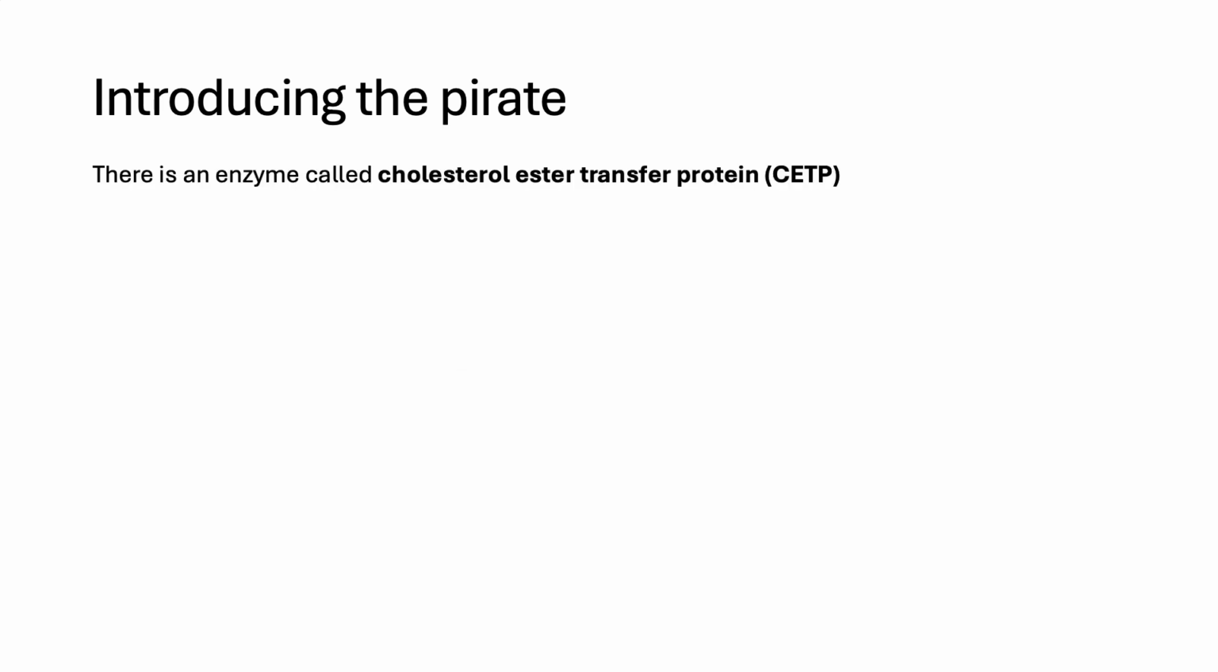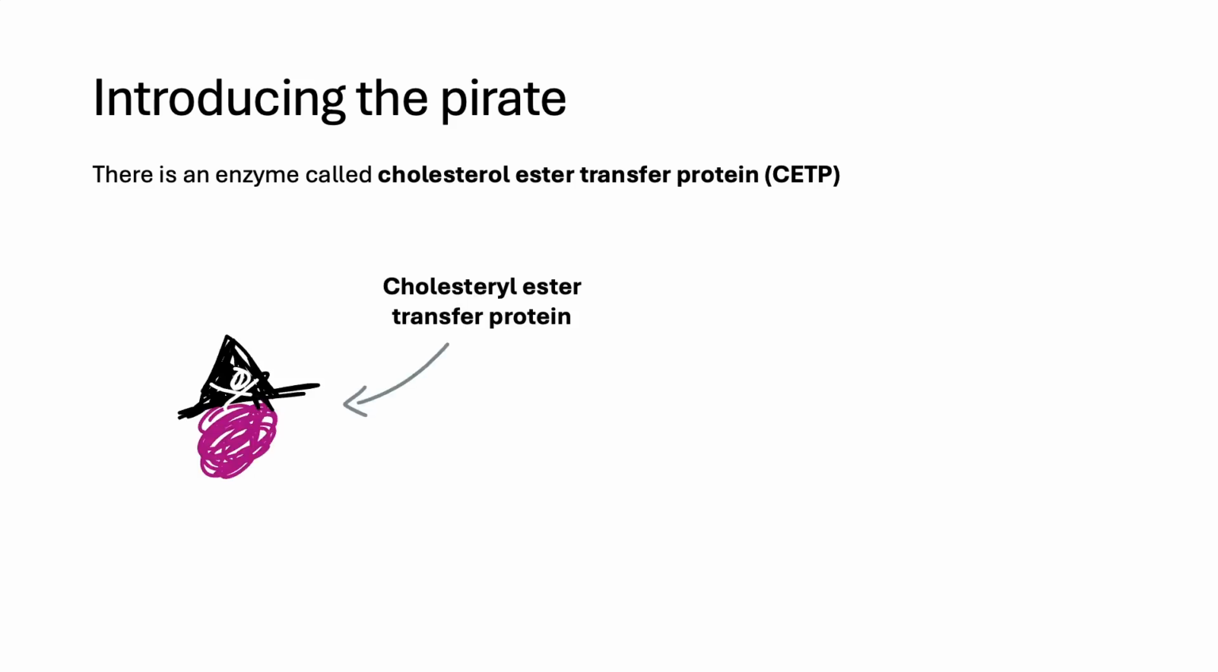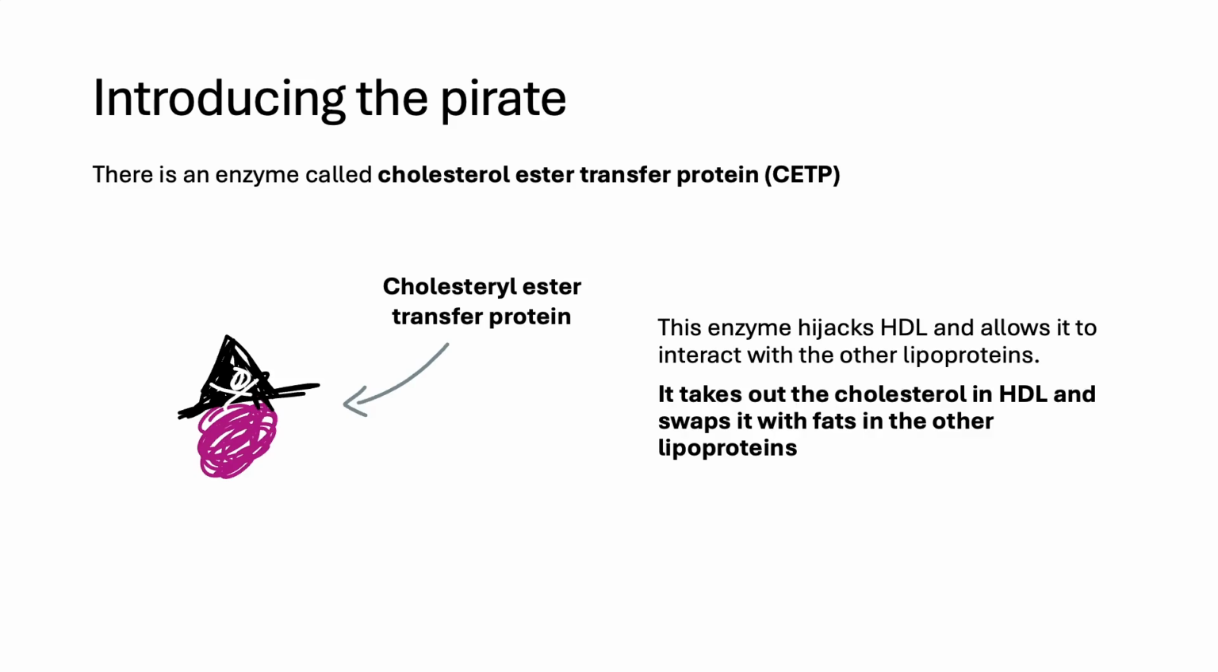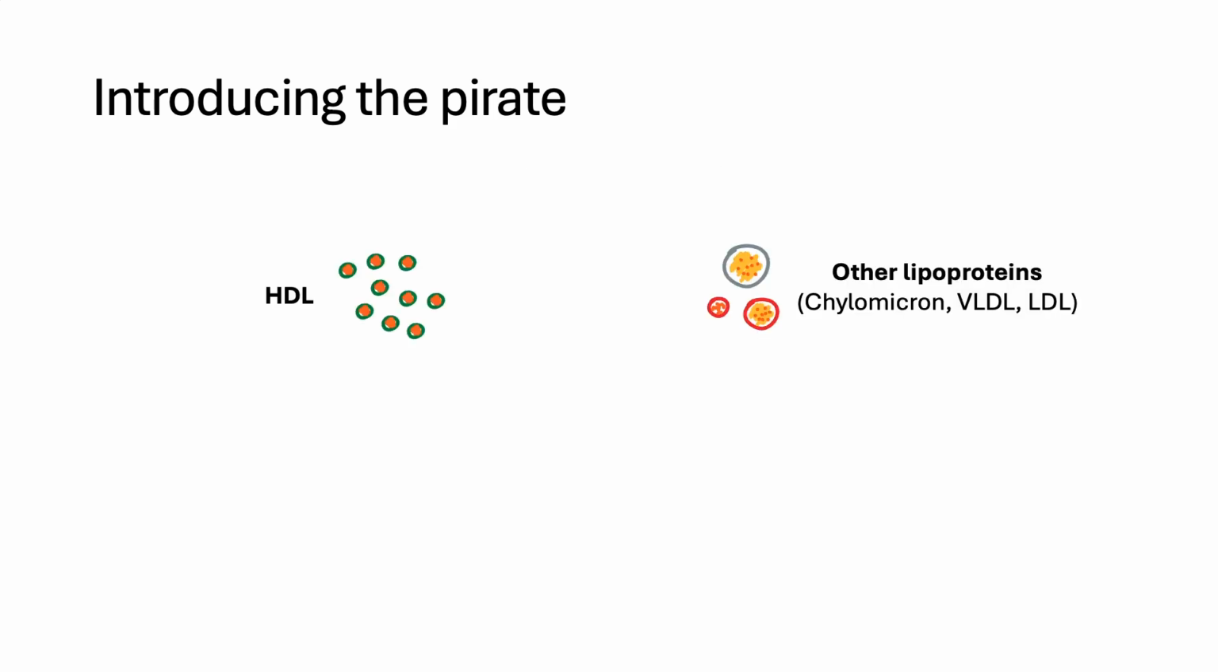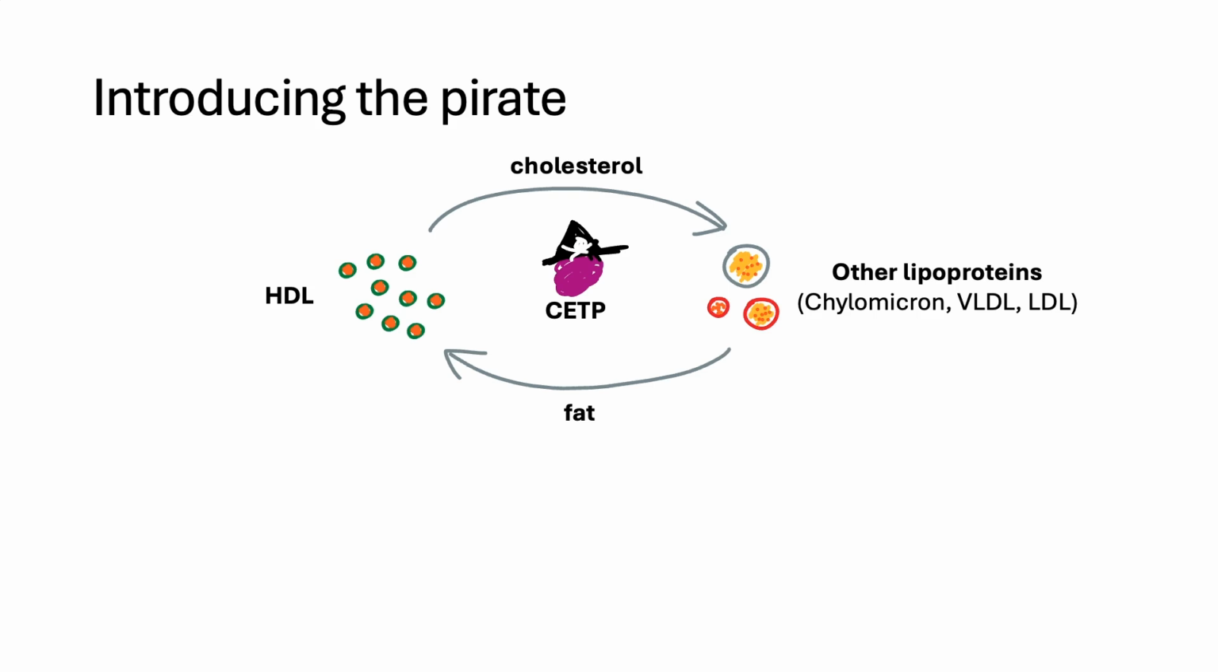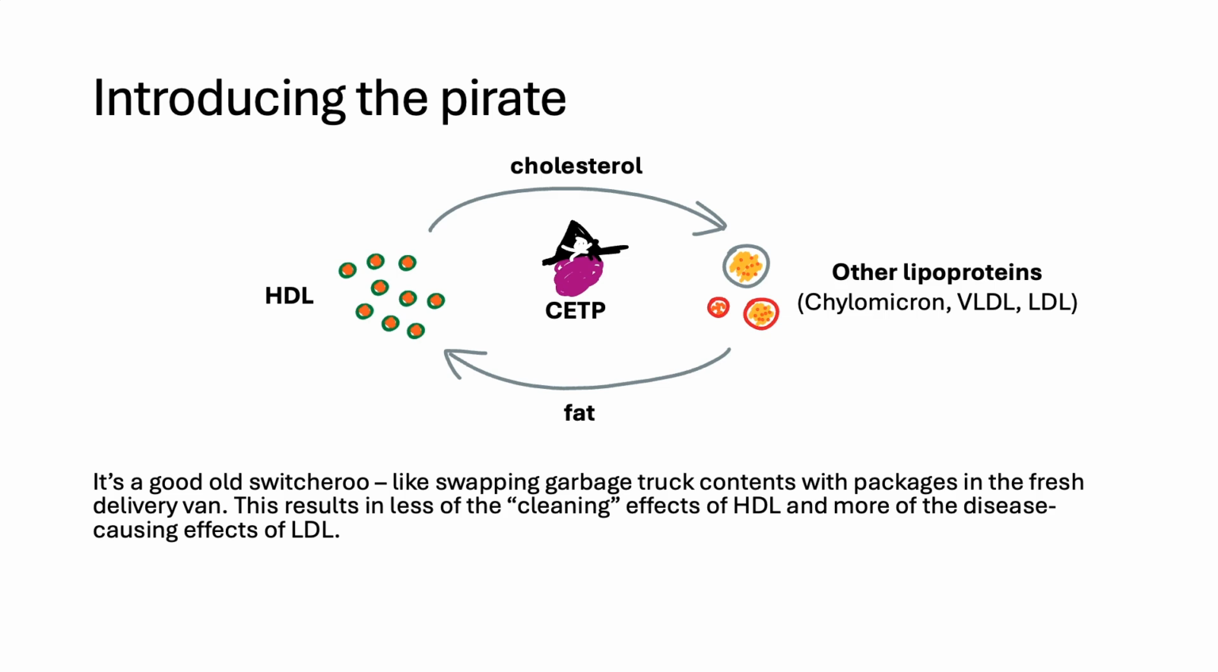Our body has an enzyme called cholesterol ester transfer protein, or CETP, and this is CETP. It's a big old pirate. And what CETP does is that it hijacks the HDL and allows it to interact with the other lipoproteins. It takes out the cholesterol in HDL and it swaps it with the fats in the other lipoproteins. So, for example, here's HDL, here are the other lipoproteins. CETP comes along and it will take the cholesterol from the HDL and put it into the other lipoproteins, and it'll take some of the fat from the other lipoproteins and put it into HDL. It's a good old switcheroo.